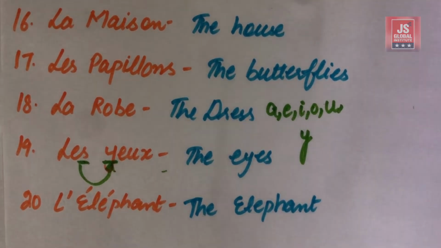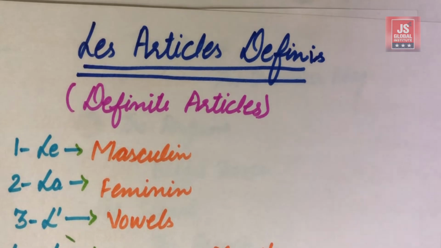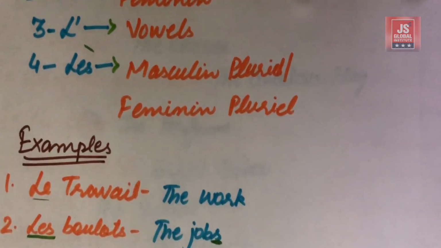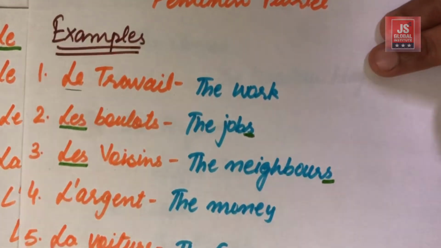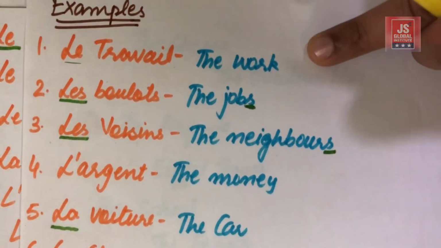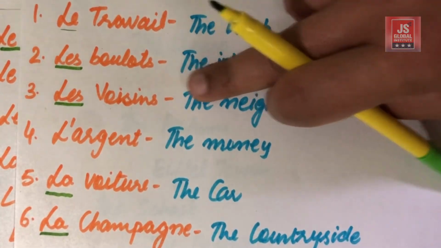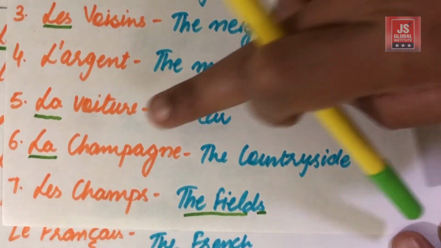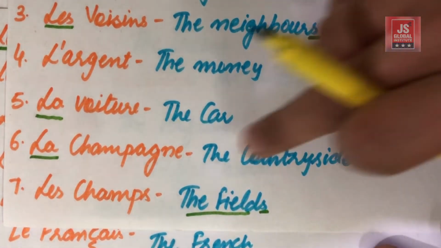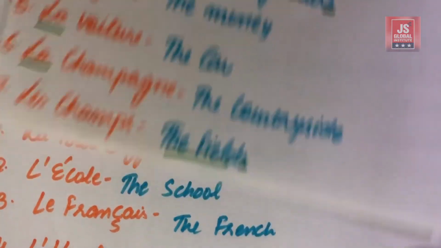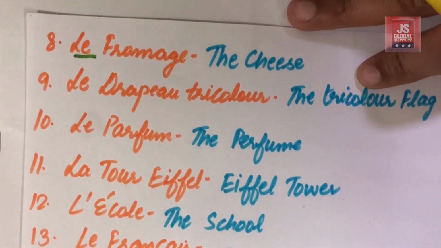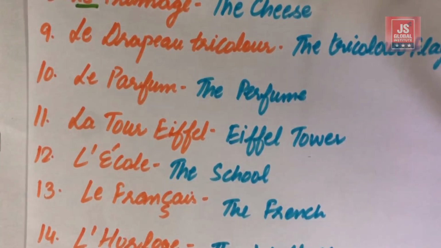What is the pronunciation? That is l'éléphant. Okay, so this was the topic, les articles définis, that is definite articles. This is something that actually counts towards your vocabulary as well. So I'm going to repeat it once. Number one is le travail, that is work, le boulot, that is job, les voisins, that is neighbors, l'argent, that is money, la voiture, that is car, la campagne, that is countryside, les champs, that is fields.